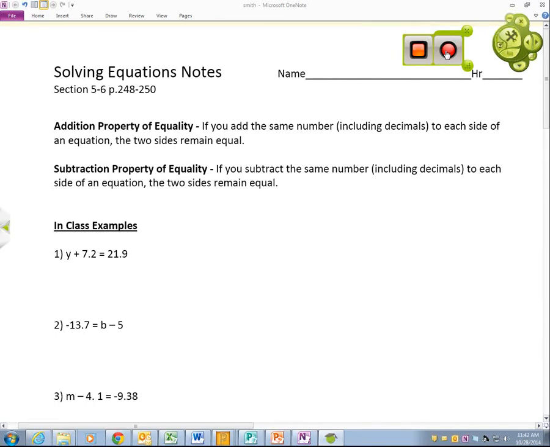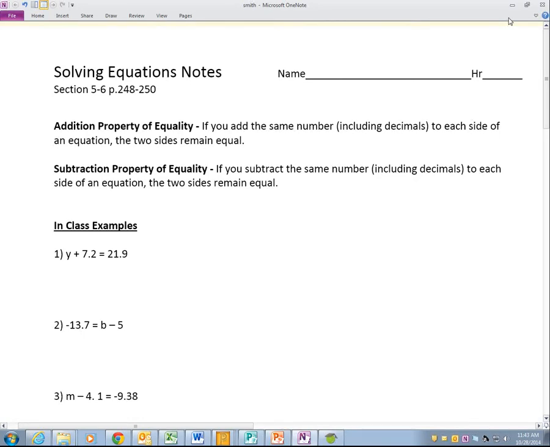So the addition property of equality, you guys defined that last week. It said if you add the same number, including decimals, to each side of an equation, the two sides remain equal. To visualize that, imagine I have a scale in front of you, and on each side of the scale, I have 5 pounds. If I add 7 more pounds to each side of the scale, isn't it going to stay equal? Yeah. Okay, because it's not going to wobble one way or another. That's the same situation. The addition property of equality: if you do the same to both sides of the equation, it stays equal.